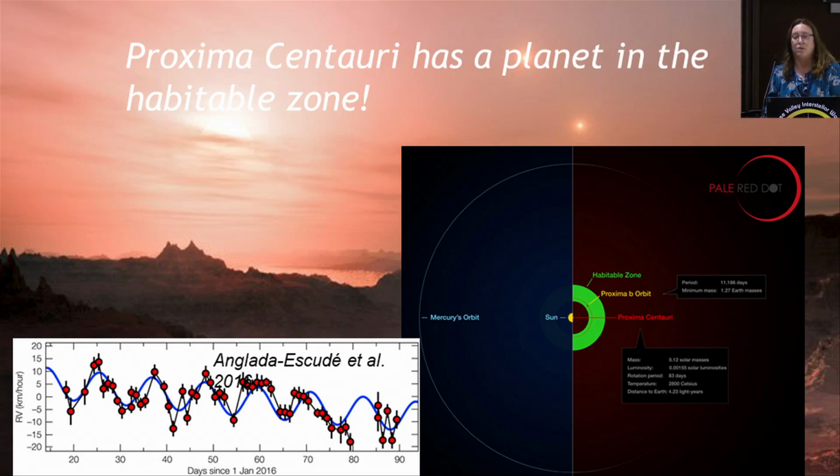And Proxima is an M dwarf, not even visible to the naked eye, actually. No M dwarfs are visible to the naked eye. So while we're excited, it's not going to be life as we know it on this planet because the planet's orbiting an M dwarf. So it's going to be sort of interesting.